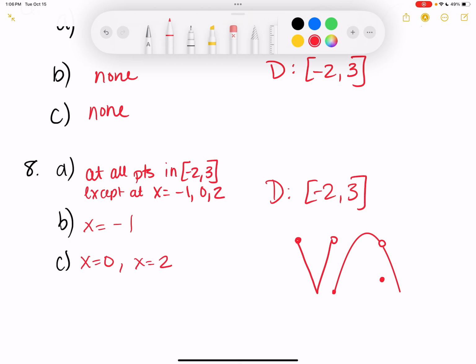Okay. And why is -1 one of them again? -1 is continuous but not differentiable because it's a corner. So when you have a straight line, and then it just goes off in another direction in a straight line, right? Okay.